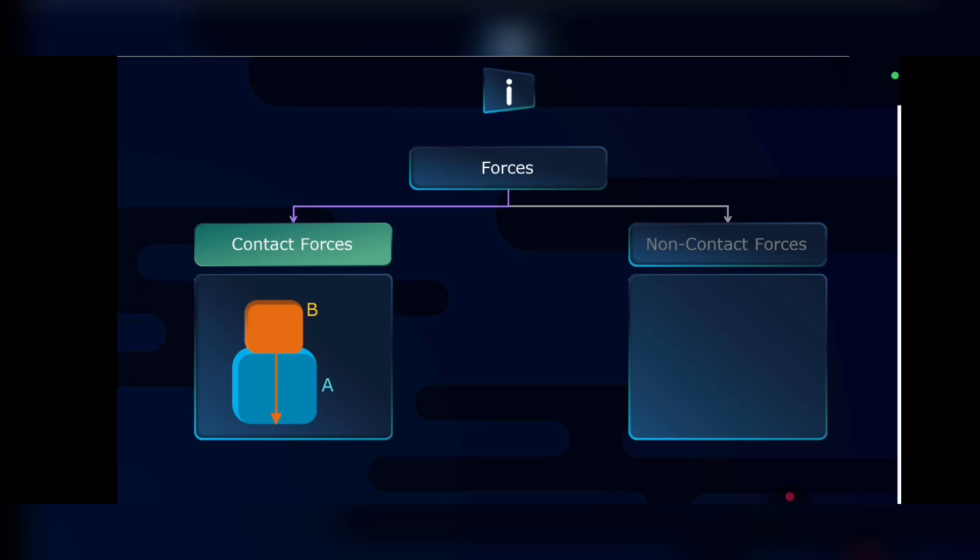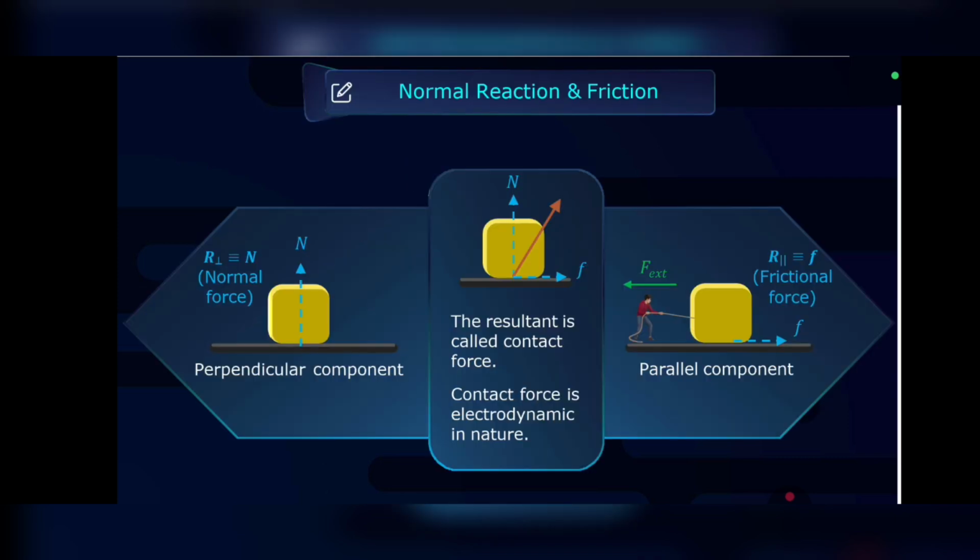Forces are of two types. One is the contact force and the other one is the non-contact force. Now, normal reaction and the force of friction.